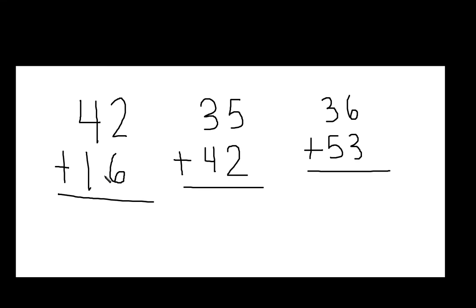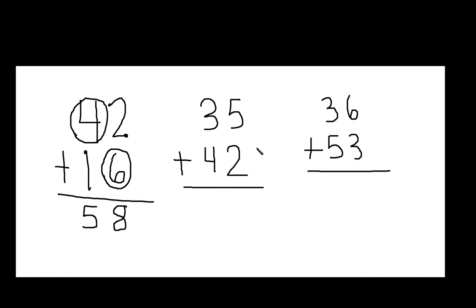The very first thing we're going to circle is the 6. We're going to put our dots on the 2. We're going to count 6, 7, 8. Next, between the 4 and the 1, we're going to circle the 4. We're going to put a dot on the 1. We're going to touch it, say 4, 5. Our answer is 58. On the next problem, go ahead and solve that one.